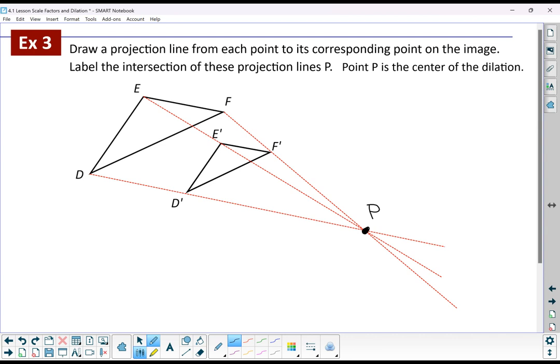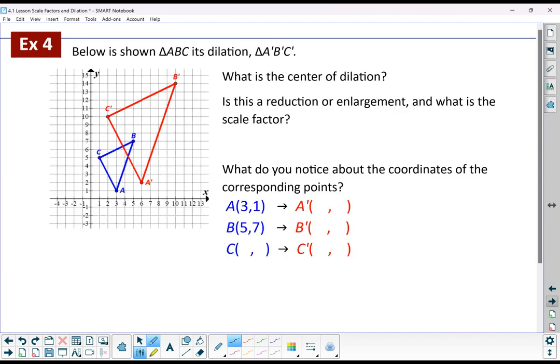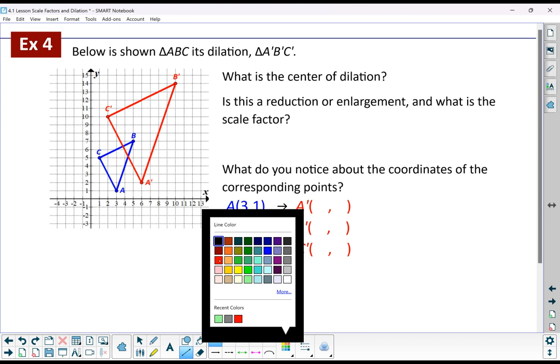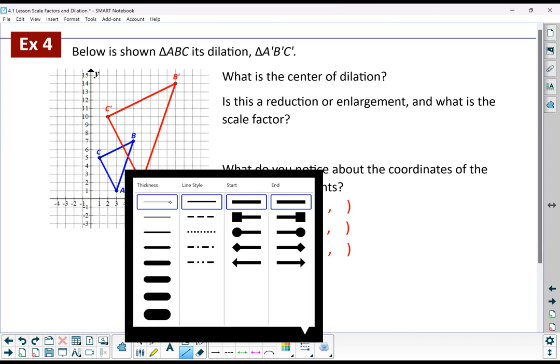If you've taken an art class and done perspective drawing, in art class they call this the vanishing point, and in math we call it the center of dilation. So here we have triangle ABC and its dilation, triangle A prime, B prime, C prime. We want to figure out the center of dilation here, and then decide if it is a reduction or an enlargement. So I'm going to get my little line tool back out and try to find the center of dilation here.